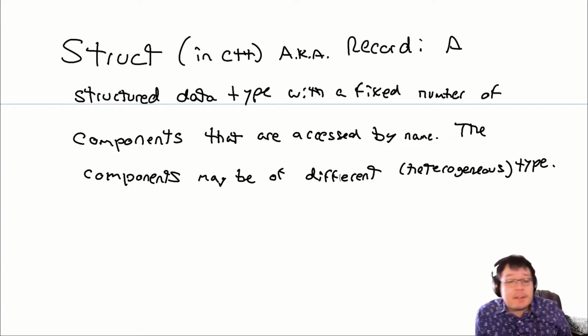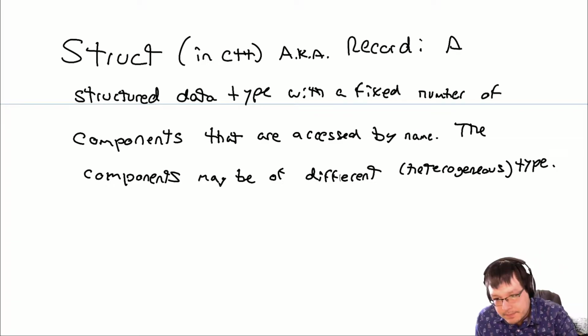But the nice part is the second part. The components may be of different types, which are the heterogeneous types in comparison to the arrays, or vectors, which were homogeneous types, right? So let me see if I wrote a structured data type with a fixed number of components that are accessed by name. The components, okay. So I wrote it right.